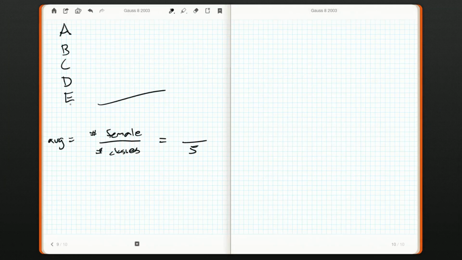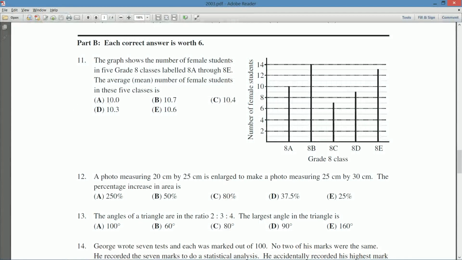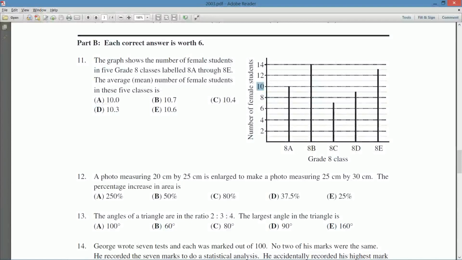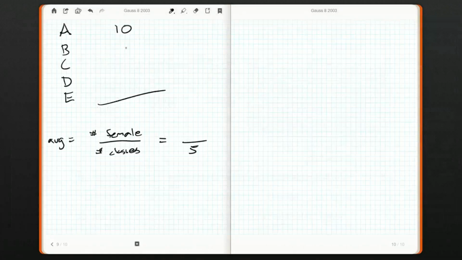How many girls are in class A? Well, the bar from 8A goes all the way up to 10, so there are 10 girls in class A. How many girls are in class B? Well, class 8B goes all the way to the top with 14. 14 girls are in class 8B.